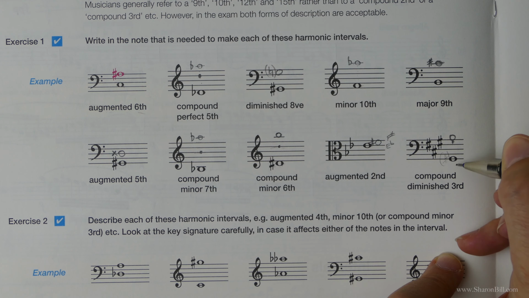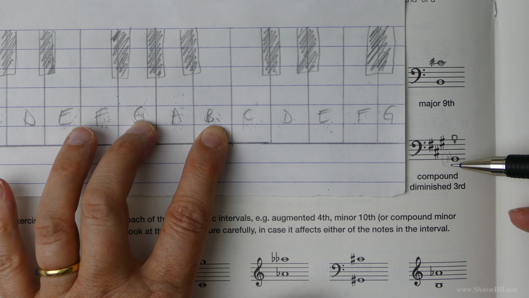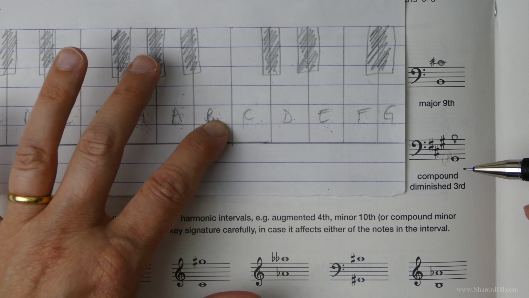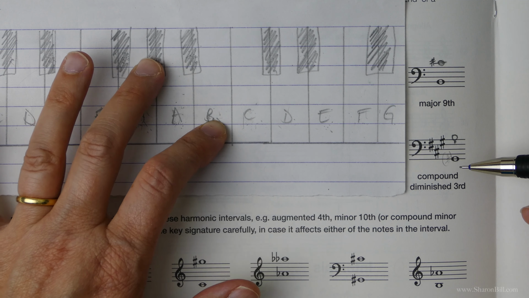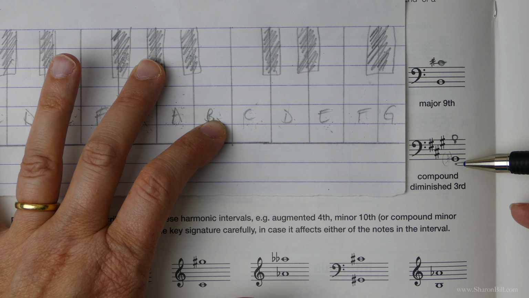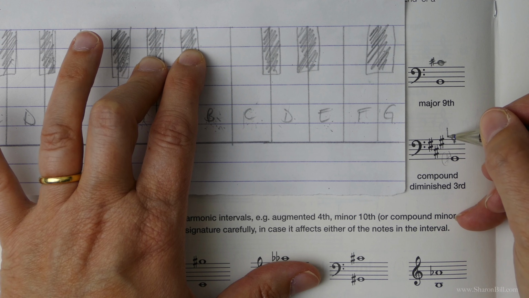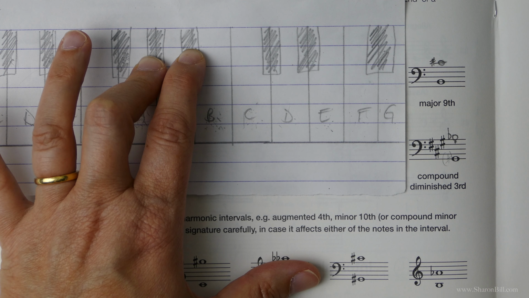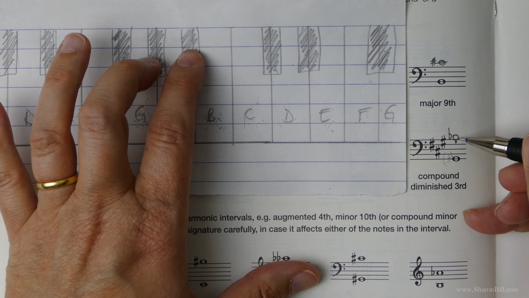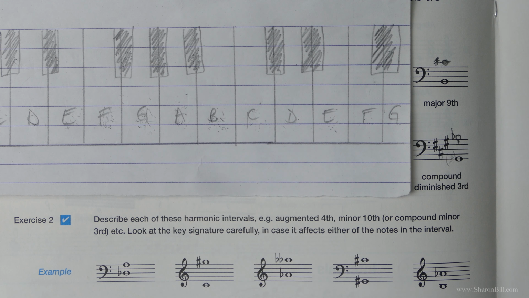Now G to B is major. Let's look at that, let's just picture that. G to B is major. G sharp makes the interval smaller, so it's minor, and now we need to make it smaller again and make it diminished, and so we need to bring that top down with a flat, and that is now a diminished third, and that's a compound diminished third.